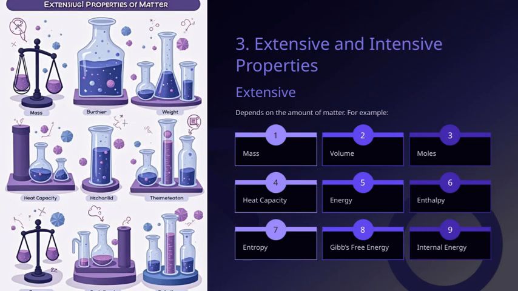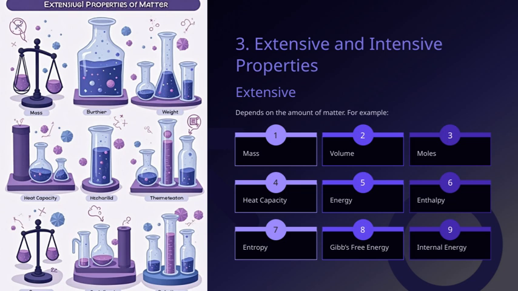Now, let's take a closer look at some of the key properties that describe matter. First, mass, which is straightforward. It depends on the amount of matter present. Think of it as the measurement of how much stuff there is. Next, we have volume, which tells us how much space an object occupies.